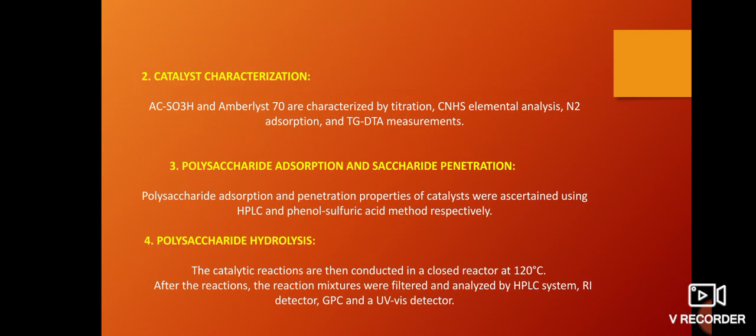Next we have catalyst characterization. ACSO3H and Amberlyst 70 are characterized by titration, CNHS elemental analysis, N2 adsorption, and TG-DTA measurements. Now we have polysaccharide adsorption and saccharide penetration. Polysaccharide adsorption and penetration properties of catalysts were ascertained using HPLC and the phenol sulfuric acid method respectively.